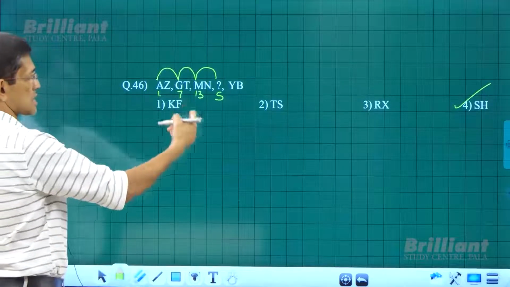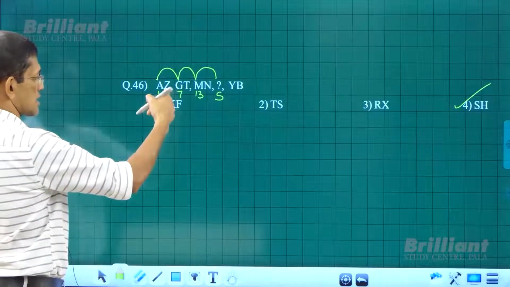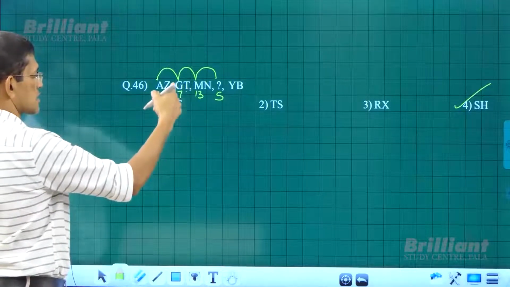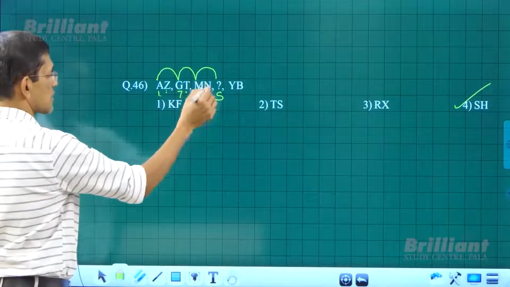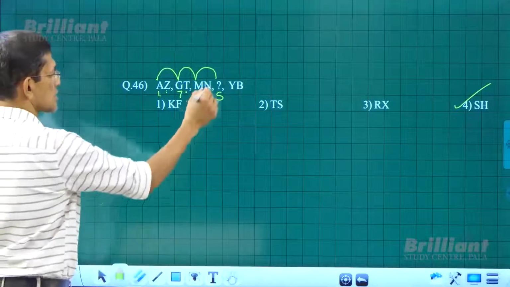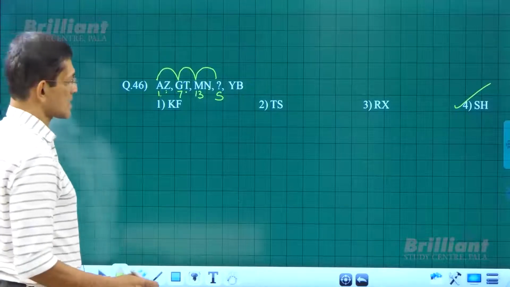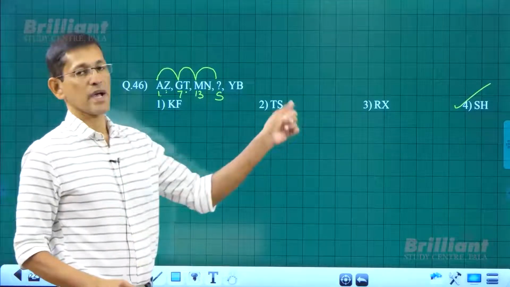And if you want, you can take a look at the second letters as well. Z, T. Z is 26, T is what? 20, so minus 6. And 20 and 14, minus 6 again. So 14 minus 6 is 8. So 8 is the letter H. So SH.